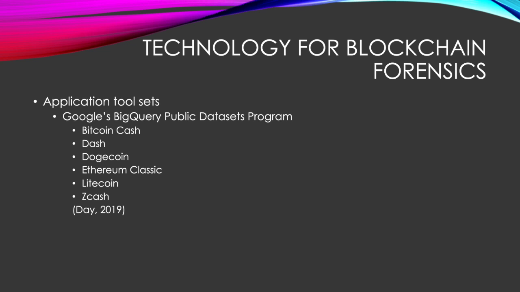Moving on, quickly, the technology for blockchain forensics. There are quite a few tool sets that have been released recently. It's relatively new technology, but Google's BigQuery Public Datasets program just recently released these 6 tools back in February, on February 5th of this year. The first one is Bitcoin Cash. Next one is Dash, Dogecoin, Ethereum Classic, Litecoin, and Zcash.